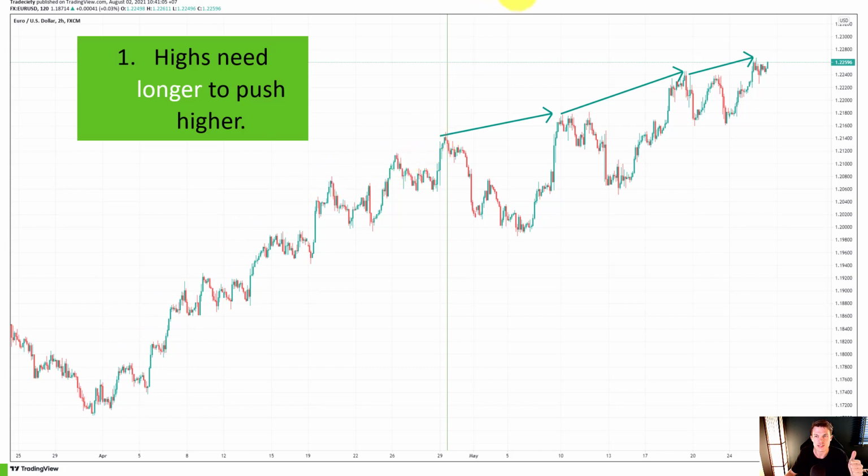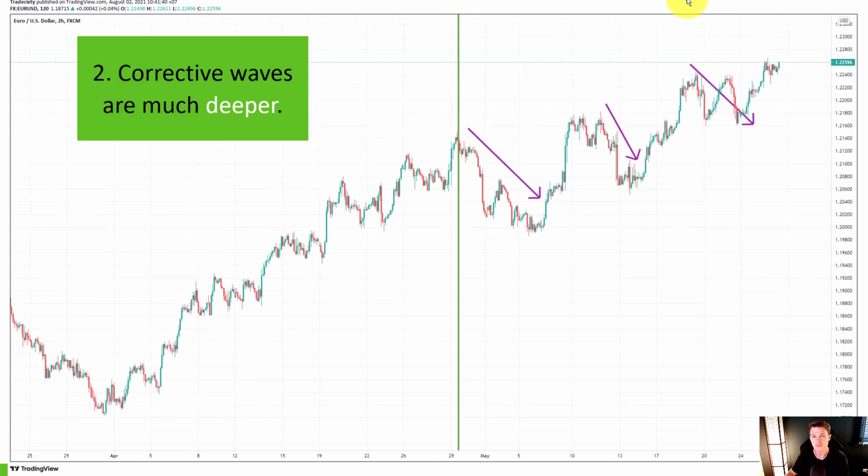This is our first indication that something is changing and we are going from an early trend to a more established trend that moves much slower. But there's even more. The second point that is changing is that the corrective waves are now much deeper.